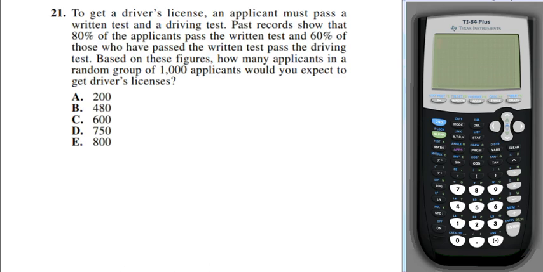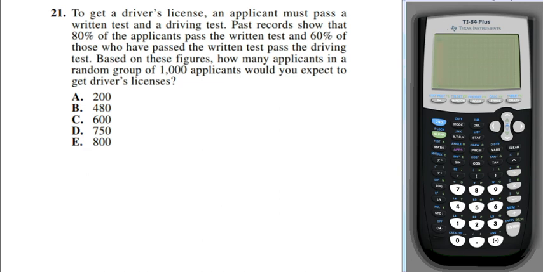So here we go. To get a driver's license, an applicant must pass a written test and a driving test. Past records show that 80% of the applicants pass the written test and 60% of those who have passed the written test pass the driving test. Based on these figures, how many applicants in a random group of 1,000 applicants would you expect to get driver's licenses? All right, so right off the bat, we know there's 1,000 of them. We know 80% will pass the written test. Well, you know automatically that's 800, but not all the ones who pass that will pass the other part of the test, so you can go ahead and eliminate that last choice right there.